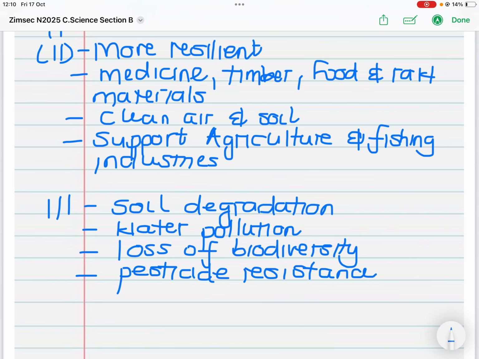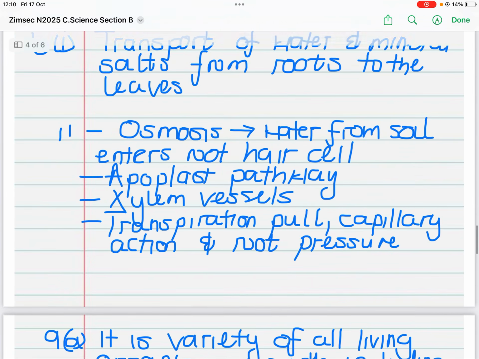So these are some of the disadvantages of use of pesticides. Soil degradation, it can kill beneficial soil microorganisms, reducing the soil fertility. Runoff can contaminate the rivers, lakes, and groundwater. There is loss of biodiversity. Pests may develop resistance, making pesticides less effective over time.